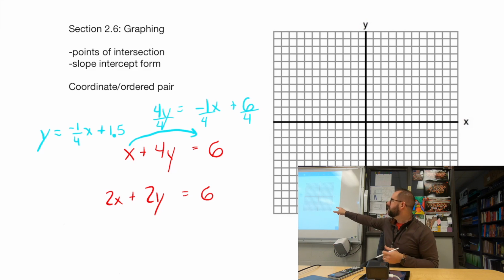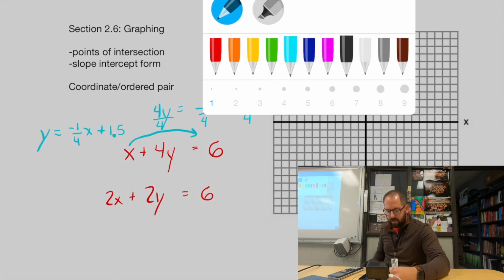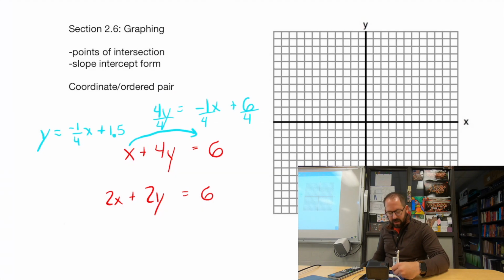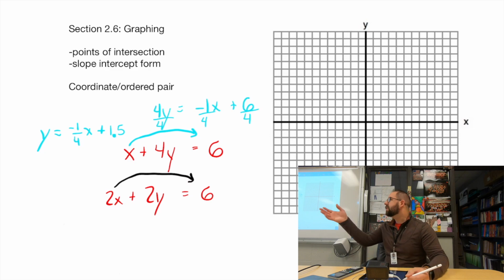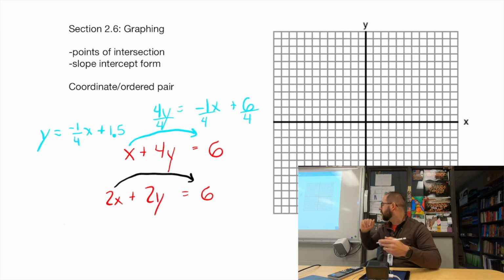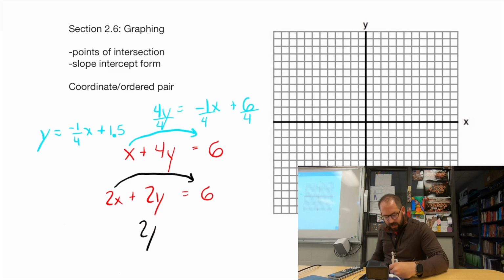So what do I need to do first in that second one? Move the 2x. Okay, so if I move the 2x across, it's going to follow the same rules, right? You're going to move the 2x to the other side and it becomes negative, just like the other one. So this will be 2y equals negative 2x plus 6.